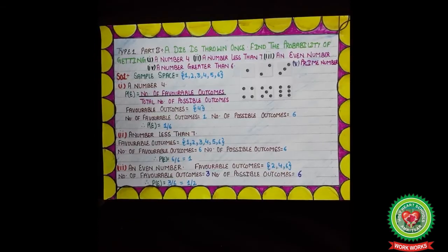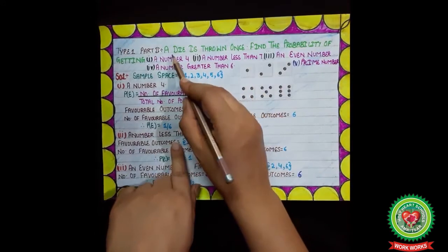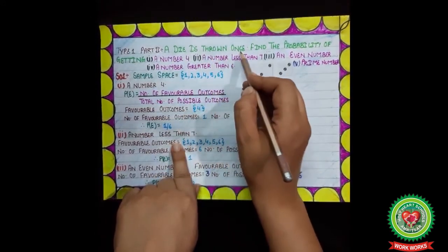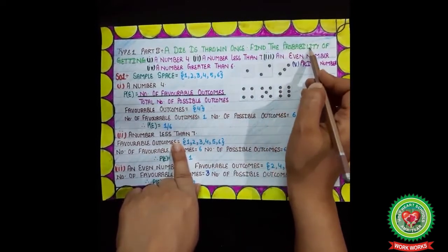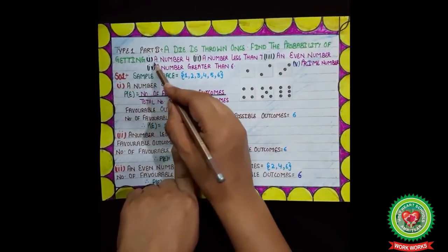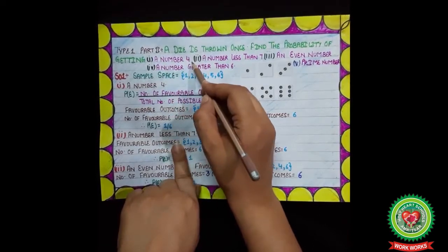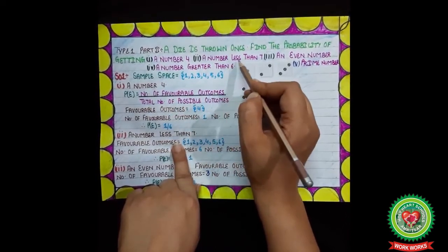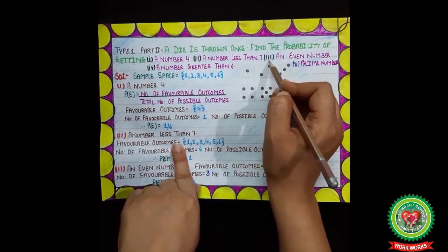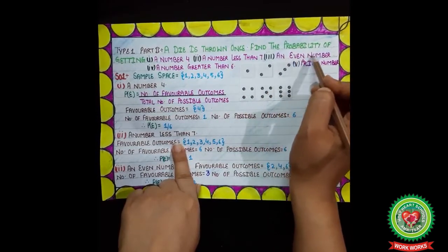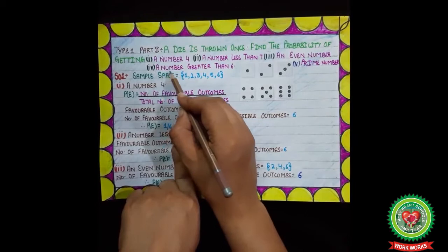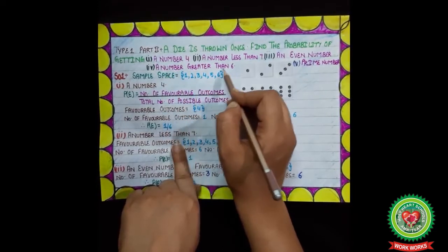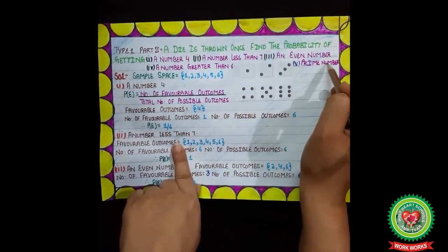Now let's start with the next type, that is based on a single die. So what is the statement? The statement is: a die is thrown once. Find the probability of getting, first part, a number 4, second part, a number less than 7, third part, an even number, fourth part, a number greater than 6, fifth part, a prime number.